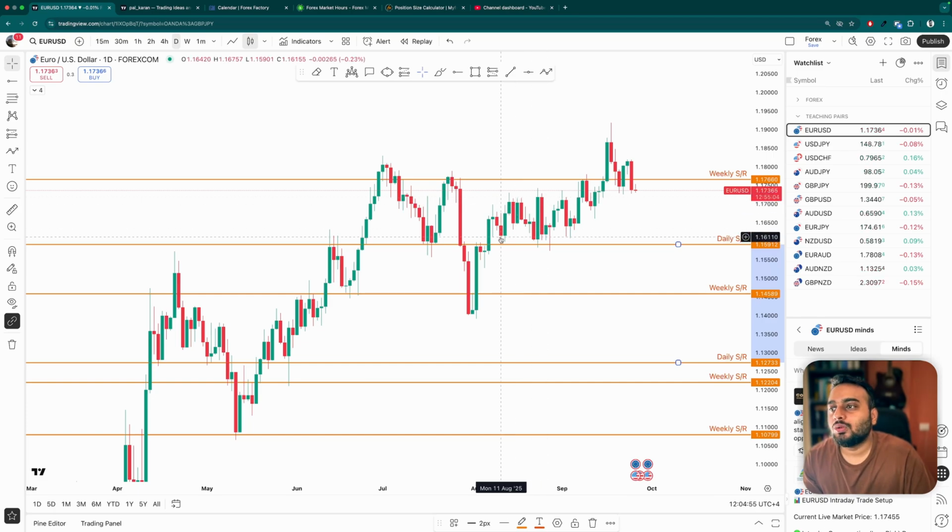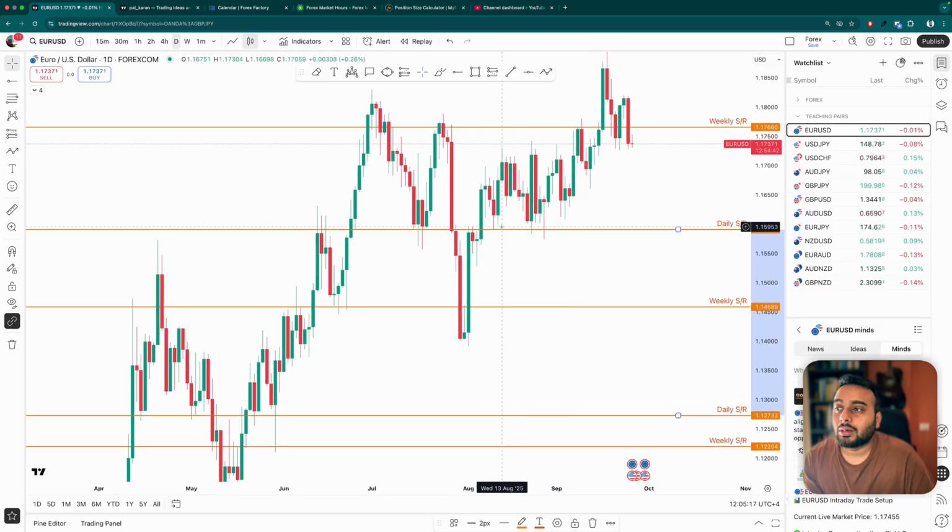You should try to use swing highs and swing lows as support and resistance rather than too many lines. It's only going to give you analysis paralysis, and you will not be able to take any trades at all then. So you need to make sure you mark lines which are used to completely flip the trades.